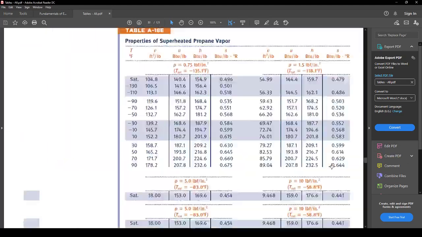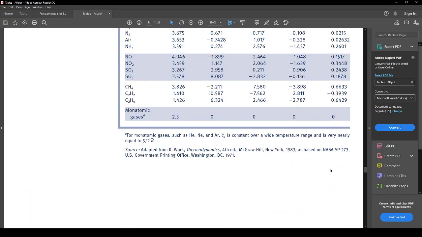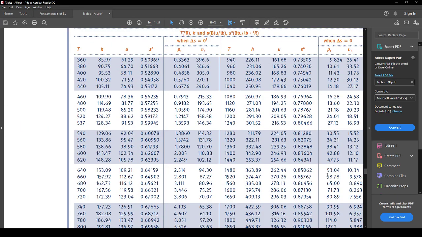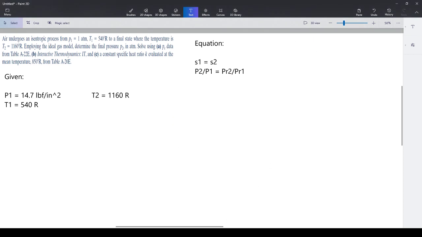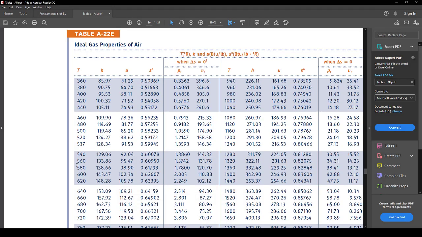So we need to go to table A22E, and we need to look up our values on this chart. The fun thing about this chart is that it only depends on temperature. For ideal air, it only depends on temperature, which means we just need a temperature to find everything else. We can find enthalpy, internal energy, all of this just with a temperature. Our first temperature was 540, if I recall. So we need to go to the table and look up 540. So 540 is right here.